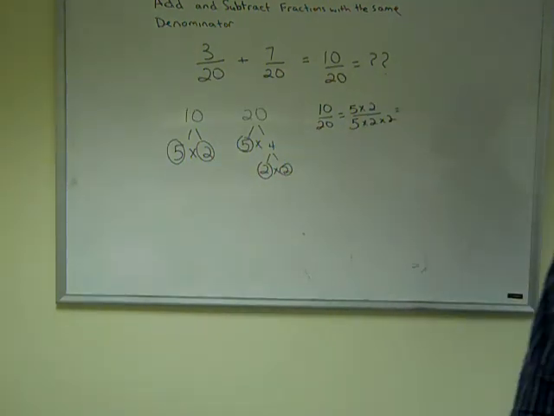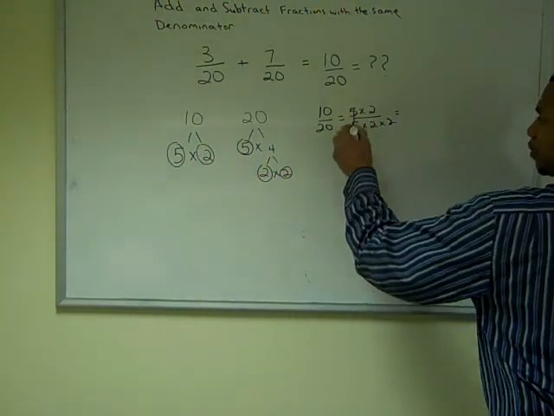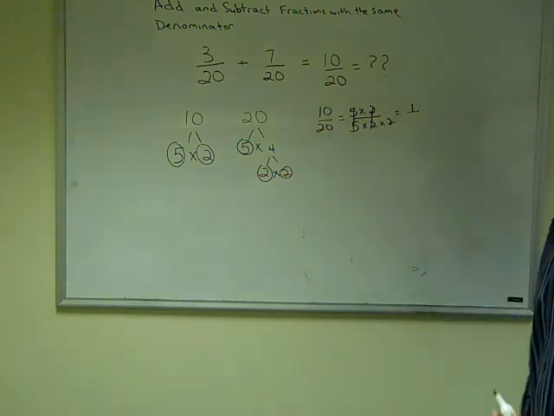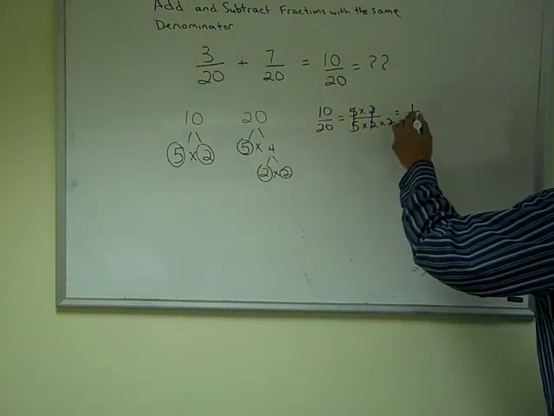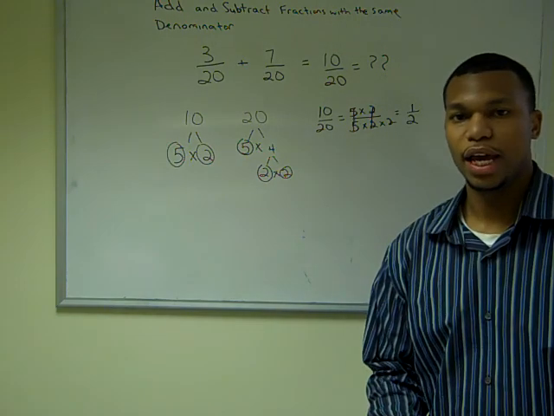Well, in this case, I have 2 1's. So I have 5 over 5, and I have 2 over 2. So what I'm left with on the top is 1, and at the bottom I have 2. So my reduced fraction is 1/2.